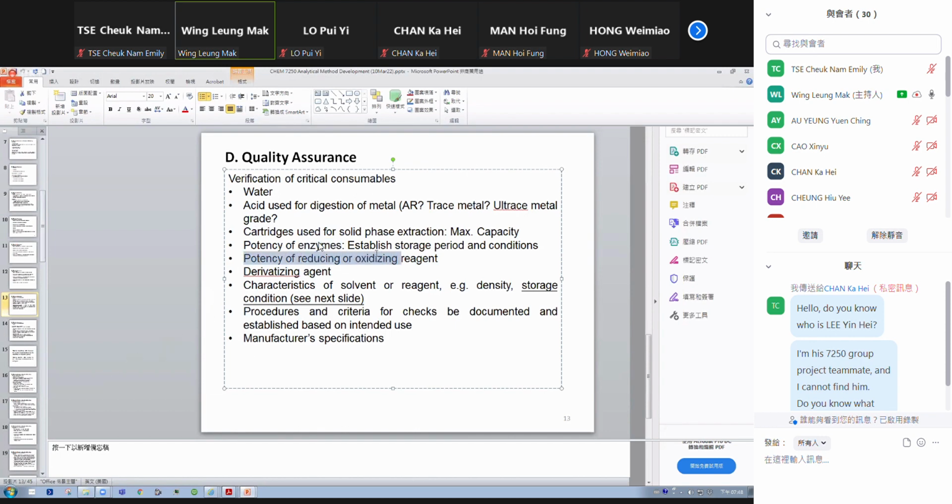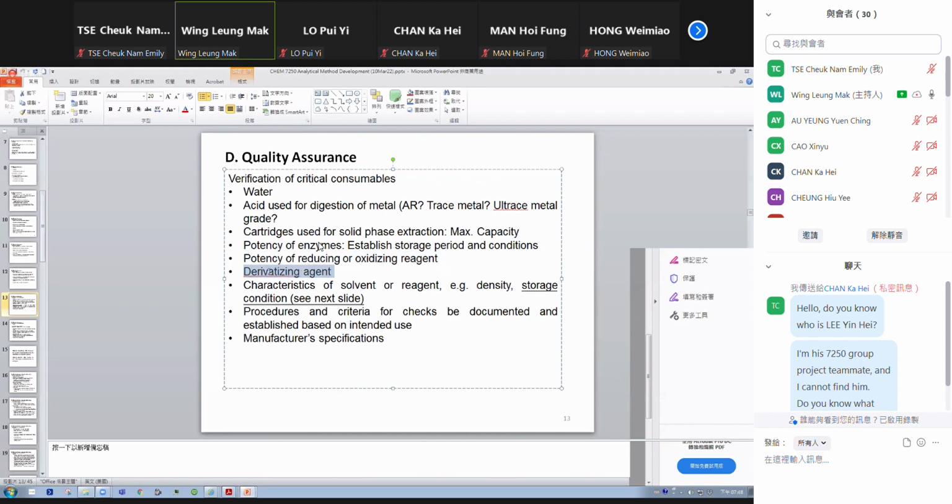Potency of the reducing and oxidizing agents. Some steps may need a reducing agent or an oxidizing agent added. Those agents are very active and are easily reduced back or oxidized back. Their efficiency may deteriorate over time.